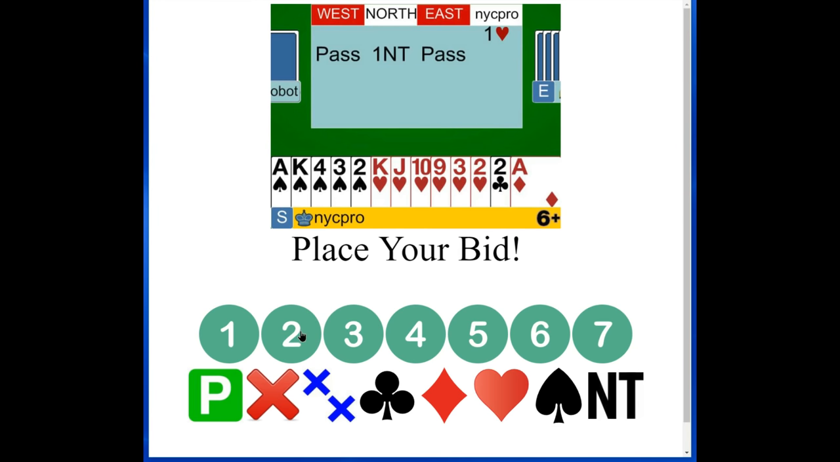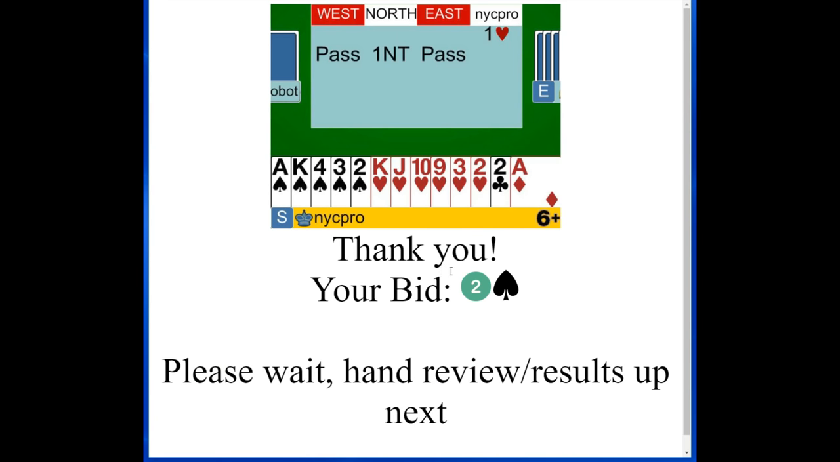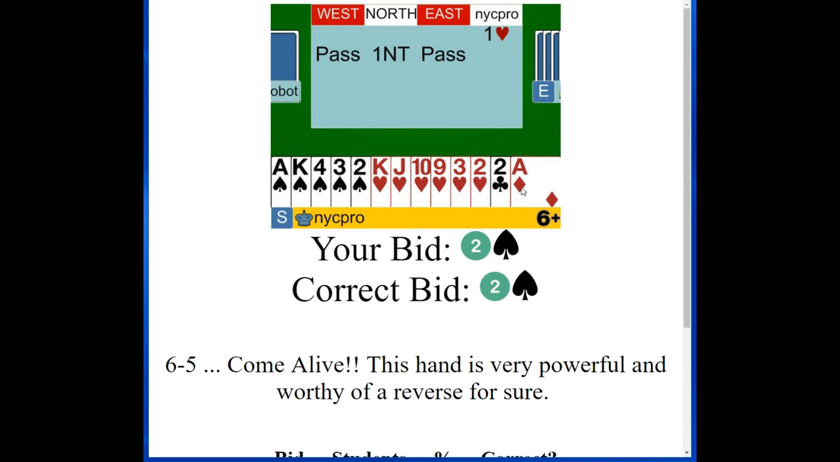All right. The correct choice is 2 spades. And here's the problem with this particular hand. It's not the 17 plus we talked about, technically. But the shape of this hand and the values, really, it's an amazing 15-point hand. It's much, much stronger than that, actually, considering you're 6-5. And if you've ever heard 6-5 come alive, this is the type of hand we're talking about, a very strong two-suited hand. All of our points are working for us.